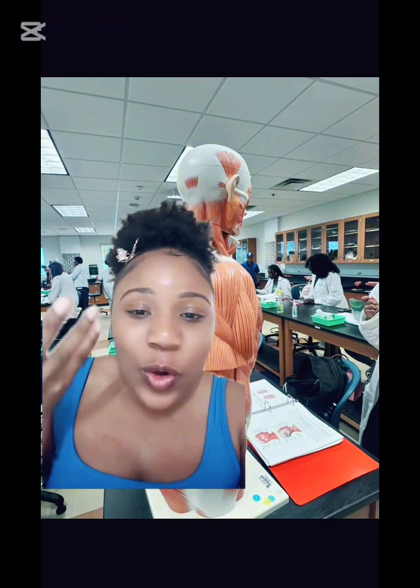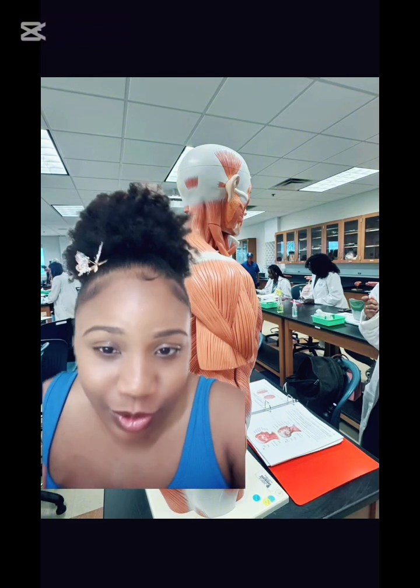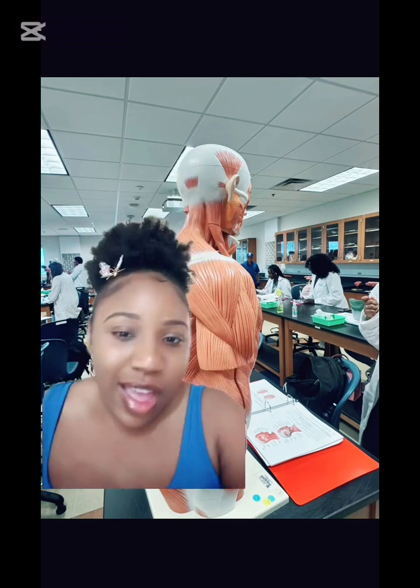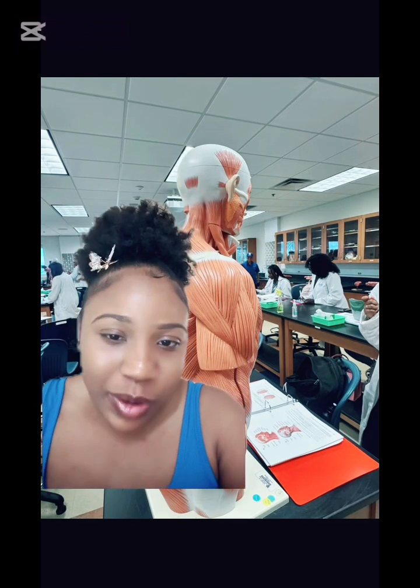So from the brain to the spinal cord, through nerves, across the neuromuscular junction, and into the muscle fiber, this is how your brain tells your fingers to move.